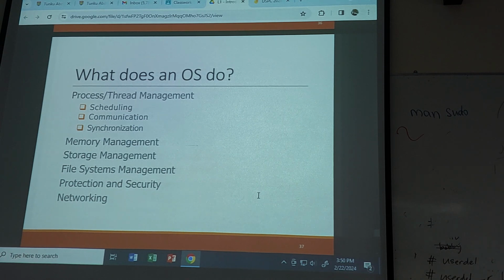Okay? We handle the memory management, which is distributed. We handle the storage management, which is distributed. The file system is also distributed, but we do not know that it's distributed. So the operating system makes everything transparent, including the protection and security.